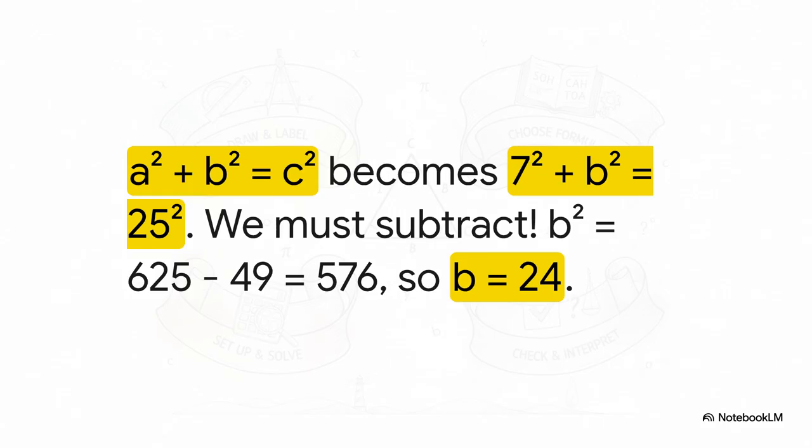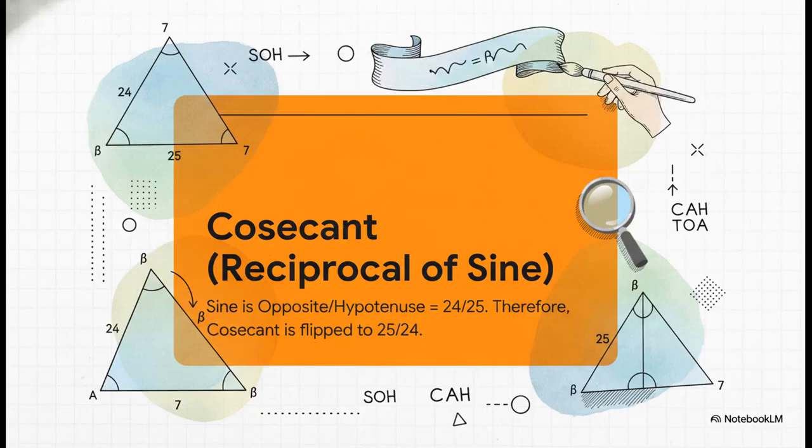So 7 squared is 49, 25 squared is 625. We do 625 minus 49, which gives us 576. And the square root of 576, it's 24. There's our missing side. Perfect. Now we have all 3 sides.